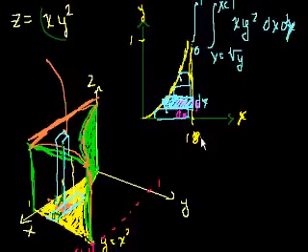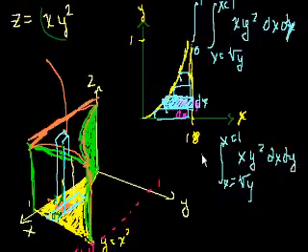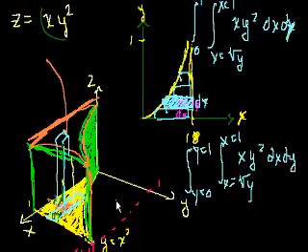Let me rewrite that integral. So the double integral is going to be from x is equal to the square root of y to x is equal to 1 of x y squared dx dy, and then the y bounds, y goes from 0 to 1. And I've just realized I've run out of time. In the next video, we'll evaluate this, and then we'll do it in the other order. See you soon.